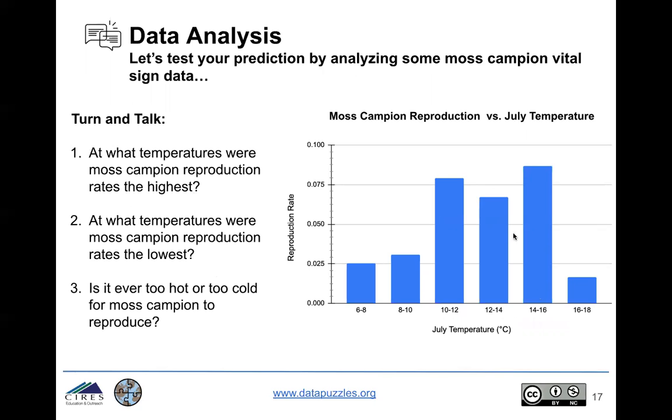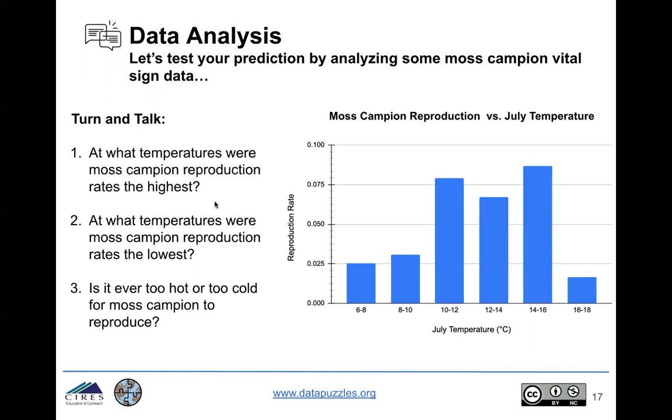So of course, a bar graph here, reproduction rate on the y-axis and July temperatures on the x-axis. We're using July temperatures because those are the temperatures most favorable for moss campion plants in these locations in terms of their ability to produce flowers, to attract pollinators, and then produce the seed. So using those temperatures here.